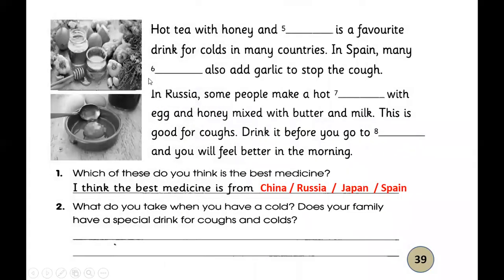Now the third paragraph comes from Spain. How to use drinks for coughs and colds.